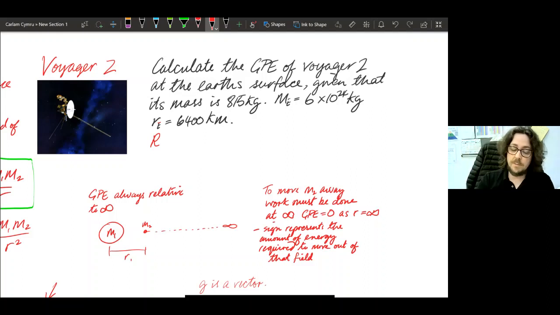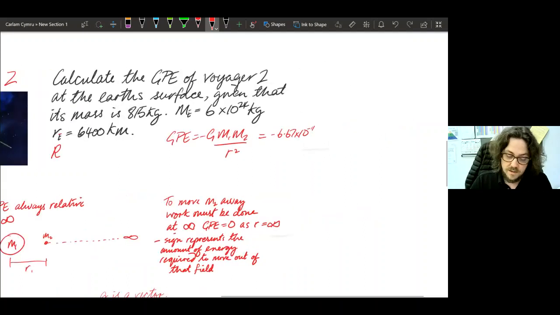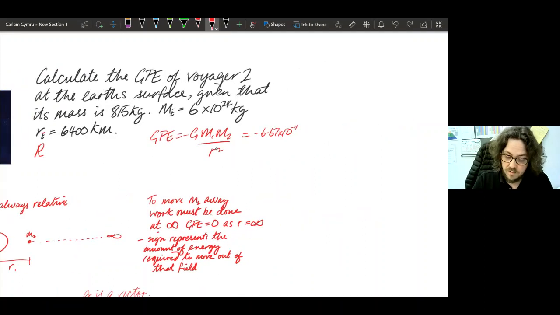Capital R is often used to represent the distance to the surface. So if I'm asked to work out the potential energy, I would do GPE. Which formula is it? Be careful. This is going to be minus G M1 M2 all over R squared. That's equal to minus 6.67 times 10 to the minus 11 times, oops, I got that wrong. I did exactly what I said not to do. Did you all spot that? I did that on purpose.